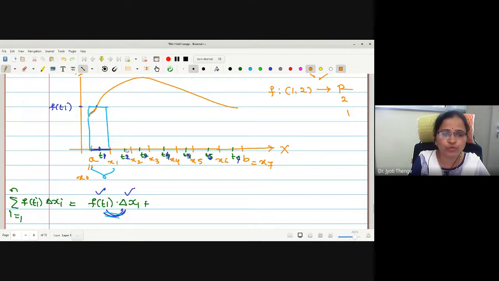Similarly, let me do for f of t2. What is the image of f of t2? Somewhere here it is, now. Here it is f of t2. So let me plot the region.